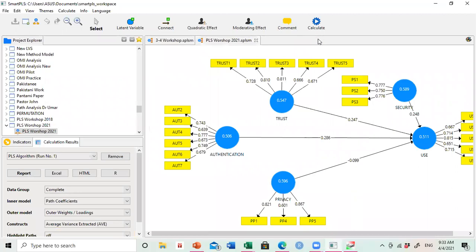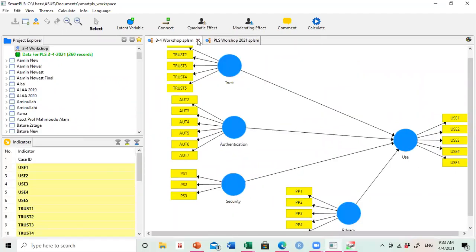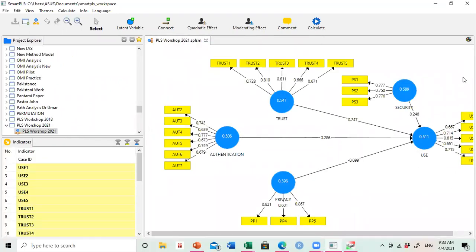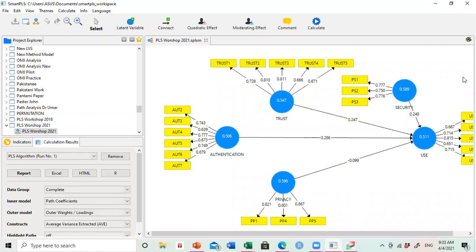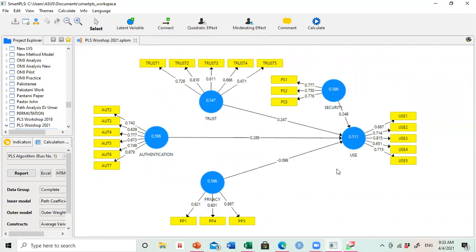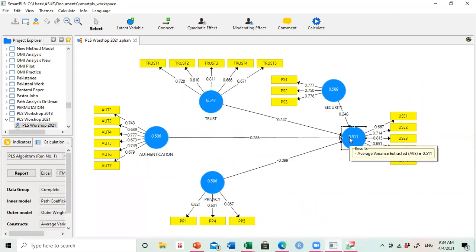Yesterday, this is the model we created, and we were able to satisfy the requirement for the measurement model in reflective items. So we will show you what we mean by formative items. It looks something like this. For example, we have use. We want to model use as formative items.